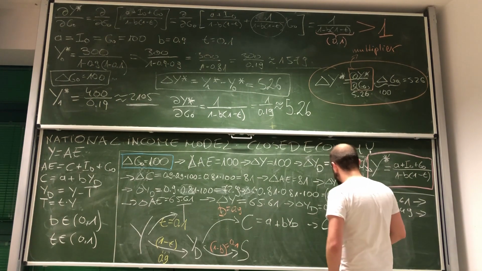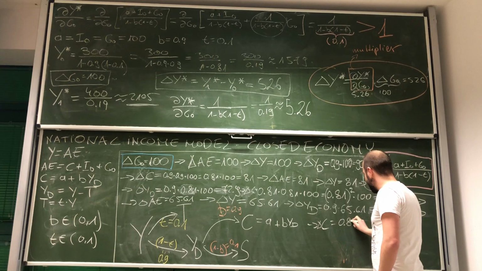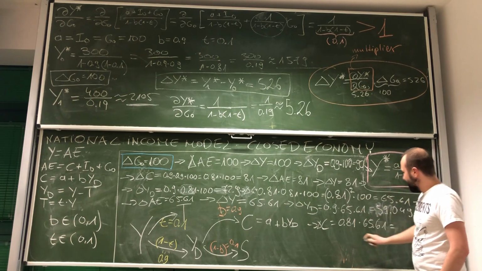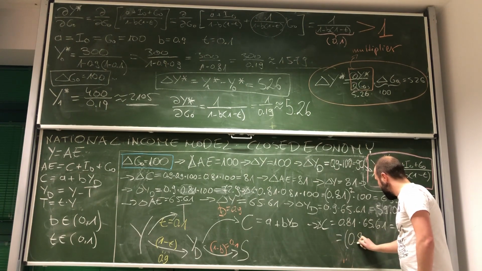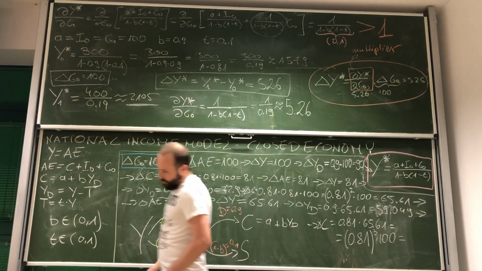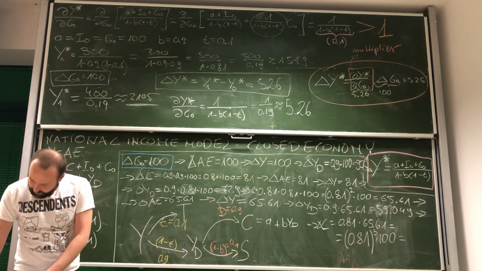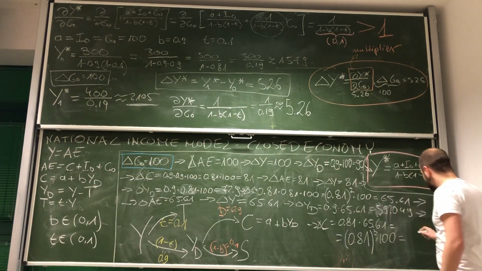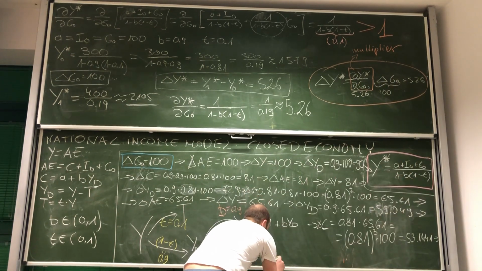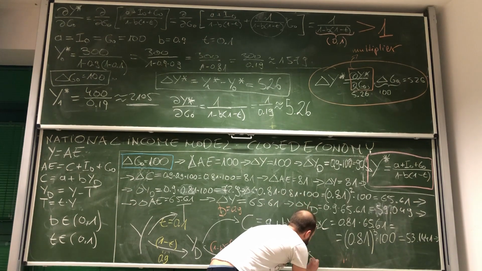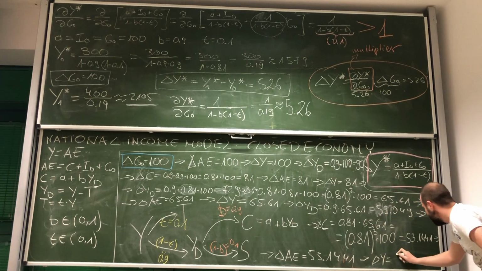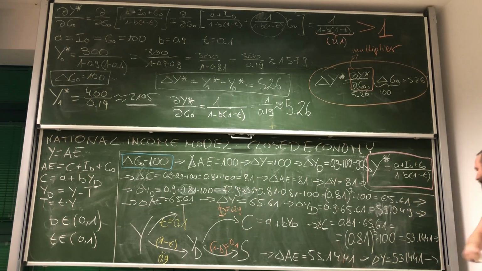And consumption will increase by 0.81 times 65.61. But look, this is the same as 0.81 to the power of 3 times 100, which is equal to 531441. And look, again, if consumption increases by this much, aggregated expenditures are increasing by 531441, and income increases by 531441, and so forth.